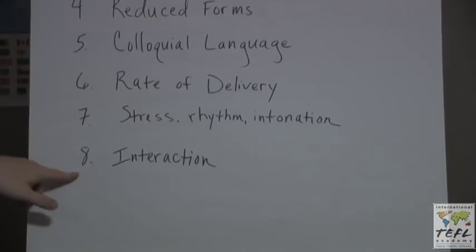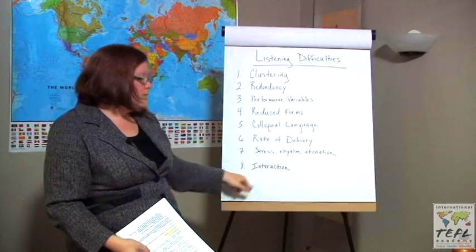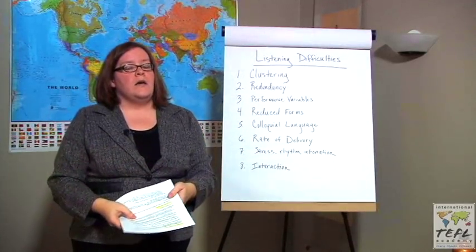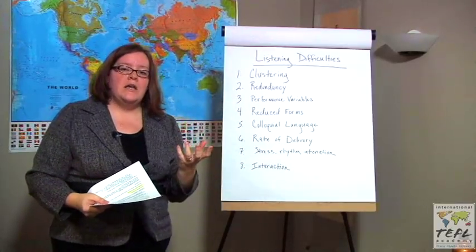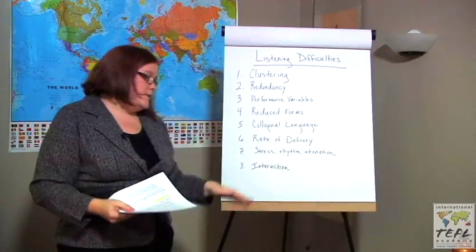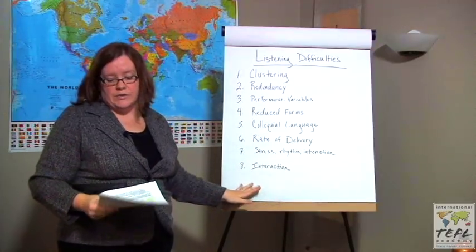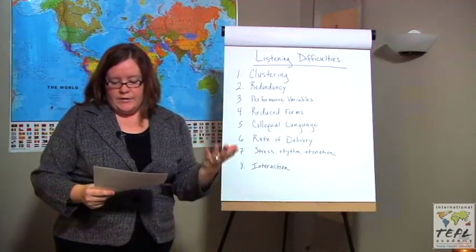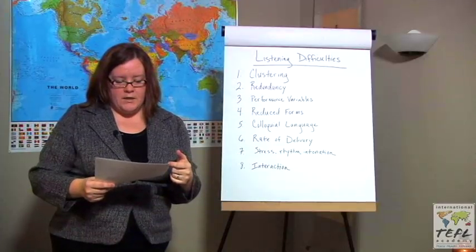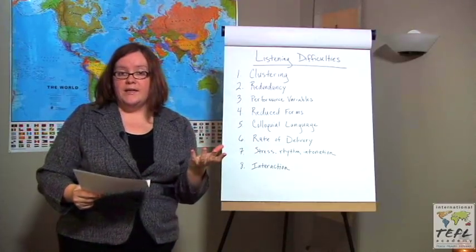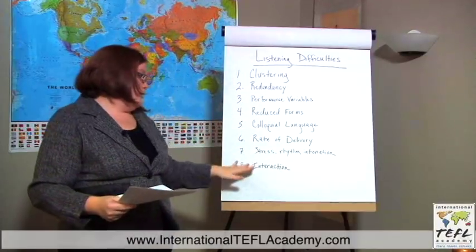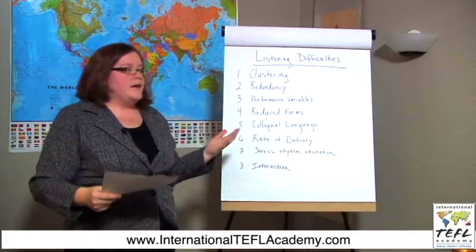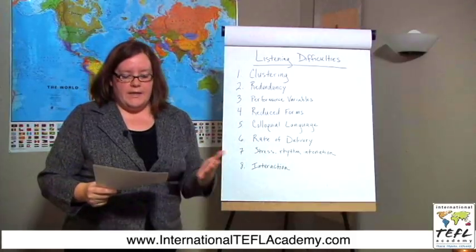Number 8, interaction. When we are interacting orally, we can ask for correction and ask for repetition that we can't do in text. So this might actually be beneficial to students. They can ask for clarification. They can change topics if they don't understand the topic. And they can also end the conversation. So the interaction that is involved in listening might help students.